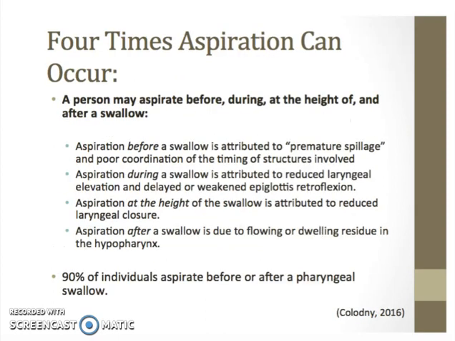A person can aspirate at 4 different times during a swallow, and that'll be before, during, at the height of a swallow, and after a swallow. A person may aspirate before a swallow due to premature spillage and poor coordination of the timing of structures involved. They may aspirate during a swallow due to reduced laryngeal elevation and delayed or weakened epiglottis retroflexion. They may aspirate at the height of a swallow, which is attributed to reduced laryngeal closure. They may aspirate after a swallow due to flowing or dwelling residue in the hypopharynx. And 90% of individuals aspirate before or after a pharyngeal swallow.